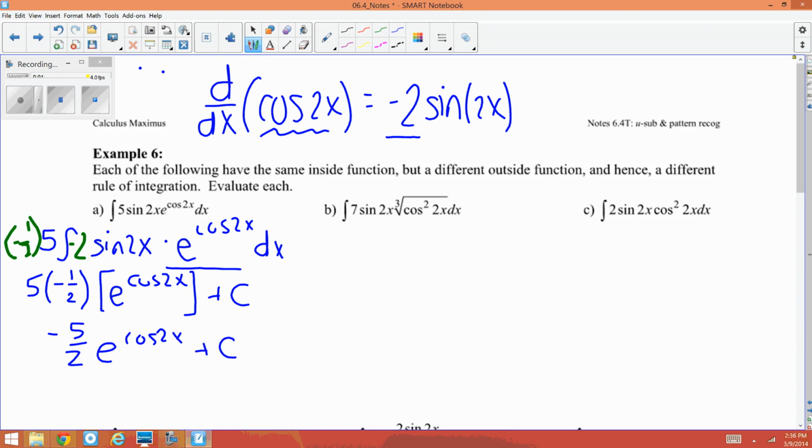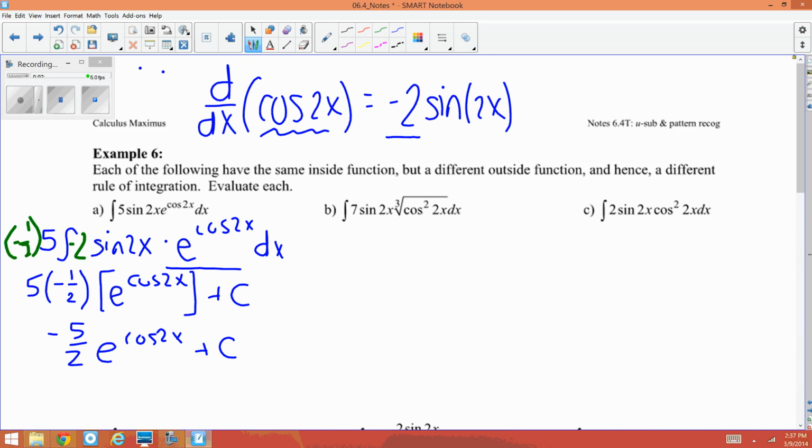If you take the derivative of that, you get negative 5/2 times e to the cosine of 2x times the derivative of the inside. So that's where that negative 2 sine of 2x comes in. That'll cancel with our negative 1/2 we have, and we'll be back to that original function.